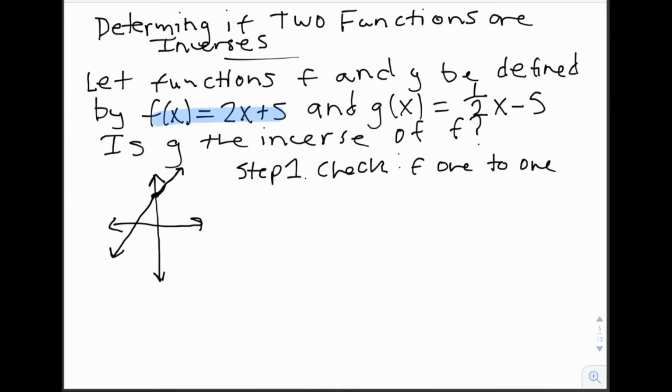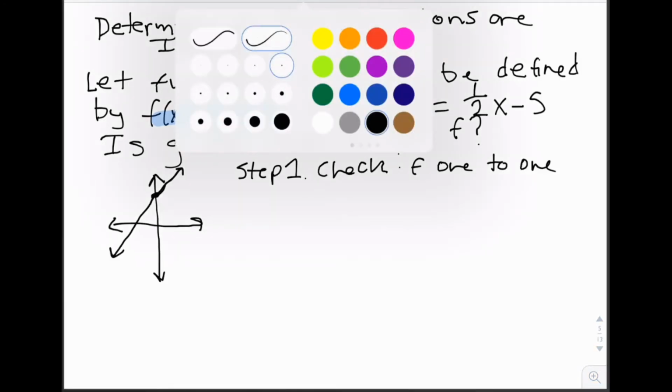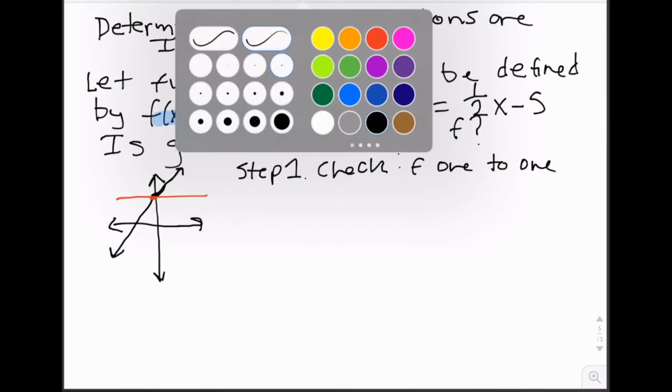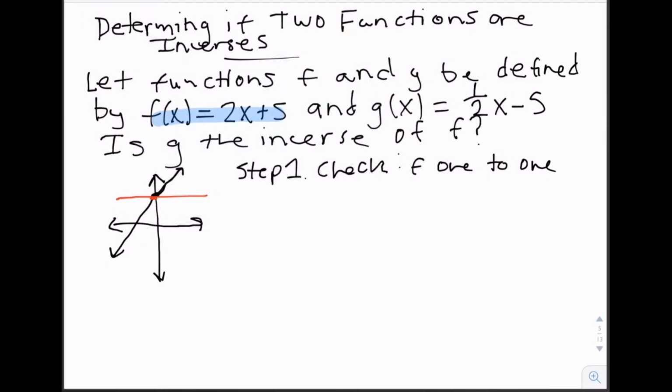Now, in order to determine if this is one-to-one, remember we need to perform a horizontal line test for some sort of function. So we will cross at only one point, so we are good to go, and we can move on to step 2. So step 2, what do we need to do? We need to find f of g of x and g of f of x. So let's go ahead and do so.